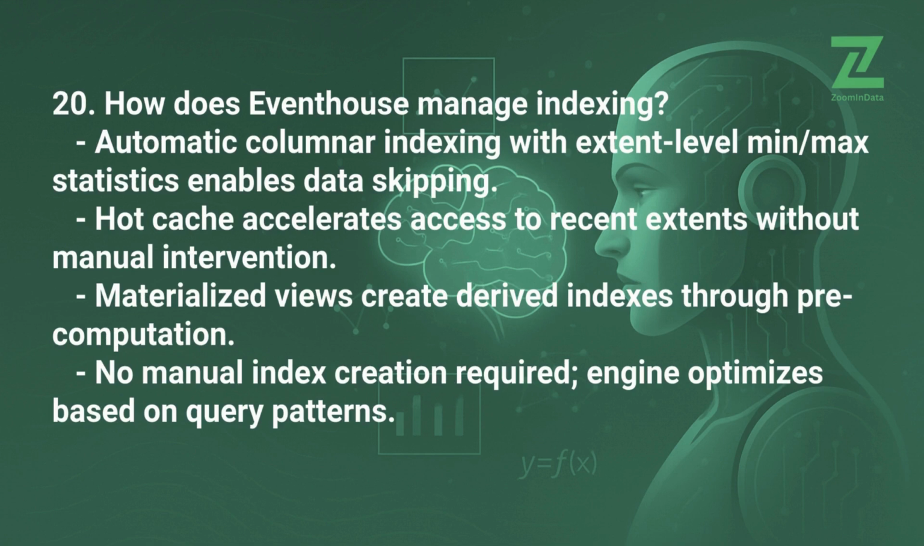20. How does Eventhouse manage indexing? Automatic columnar indexing with extent level min, max statistics enables data skipping. Hot cache accelerates access to recent extents without manual intervention. Materialized views create derived indexes through pre-computation. No manual index creation required. Engine optimizes based on query patterns.